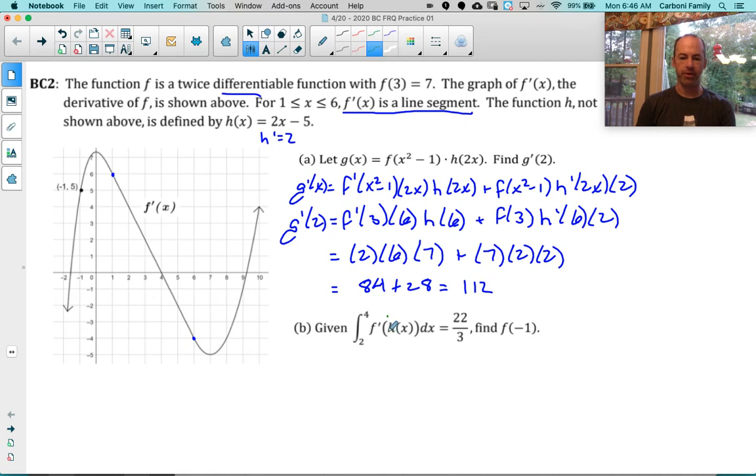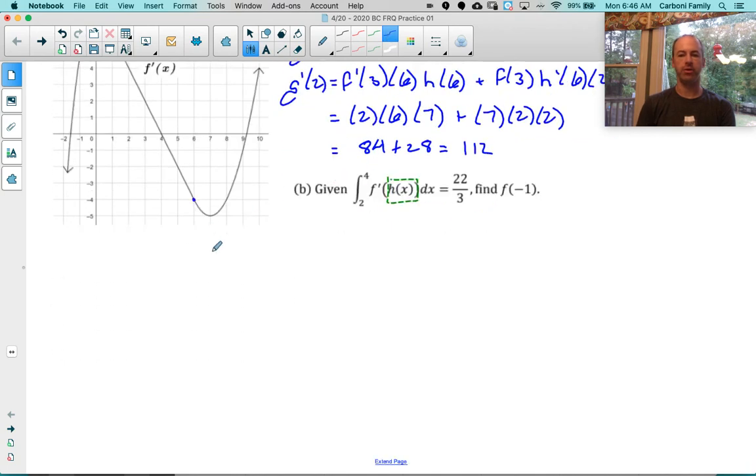First thing I'm going to do: h of x is not an unknown function. It is 2x minus 5. So I'm going to go ahead and plug 2x minus 5 in there. That will give me the integral from 2 to 4 of f of 2x minus 5, and that is a good u substitution problem.